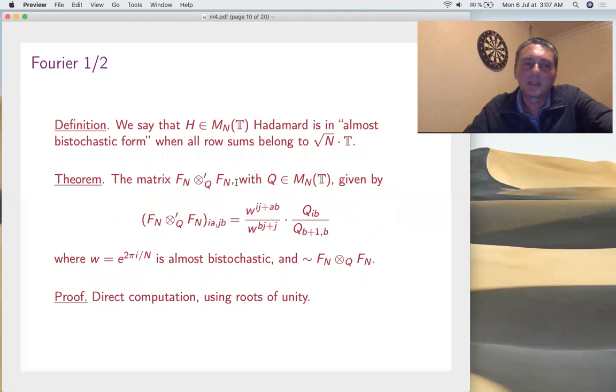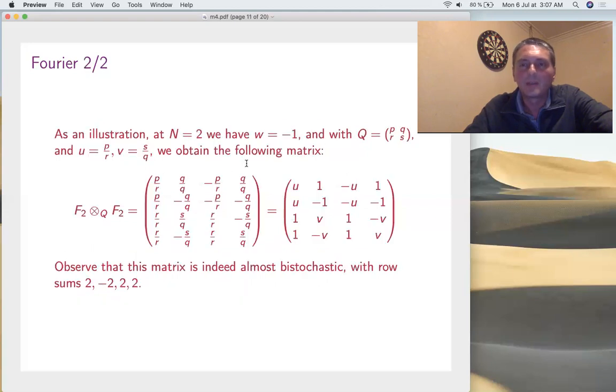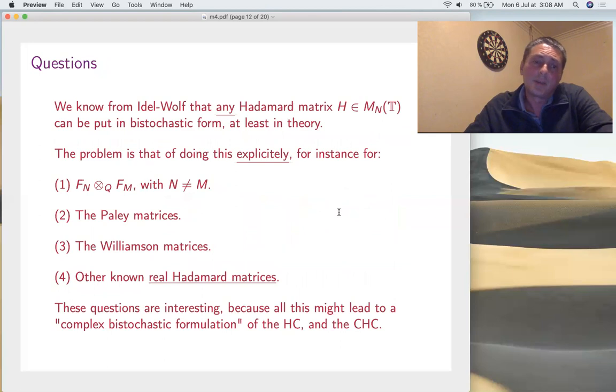So let's first take a look at this. The simplest example is, of course, F2 tensor F2. If you plug in all these things, you get this matrix here, where the row sums are 2, minus 2, 2, 2. So it's enough to flip this row by minus 1 to get your Bistochastic matrix. So it's explicit, and it works for any Fn tensor Fn. Now it would be very interesting to do it for Fn tensor Fm and many other matrices. That's an open problem.